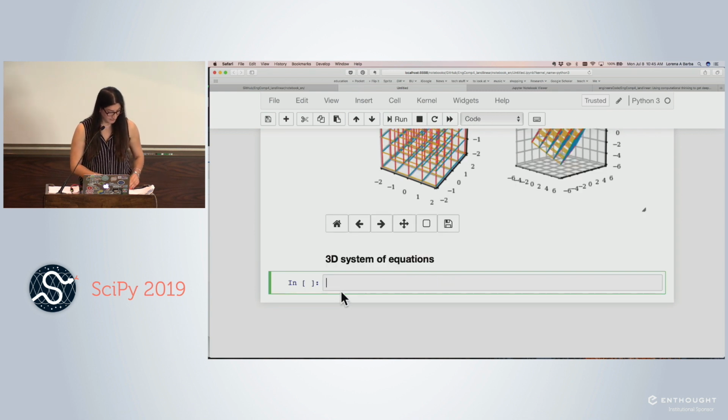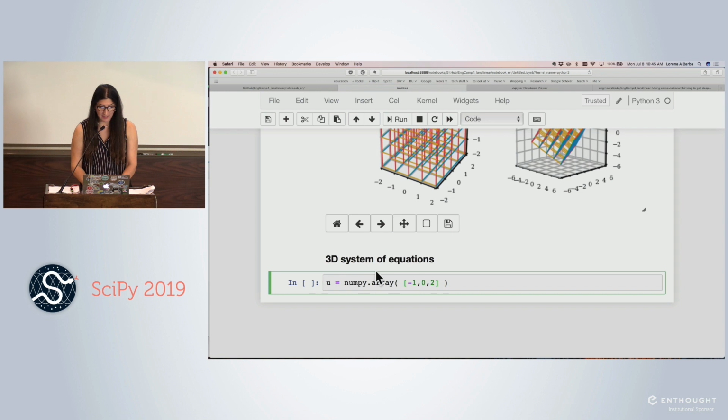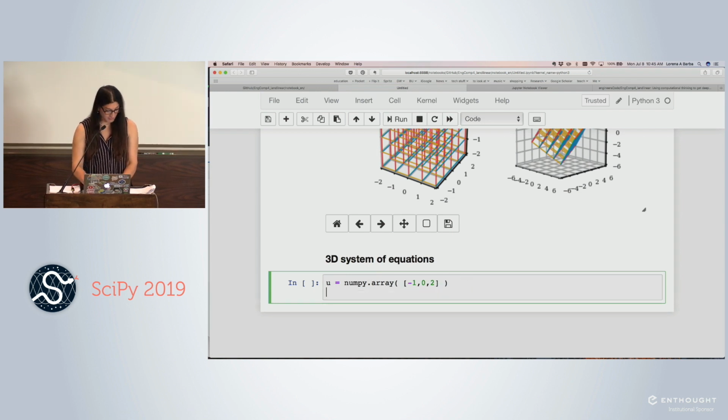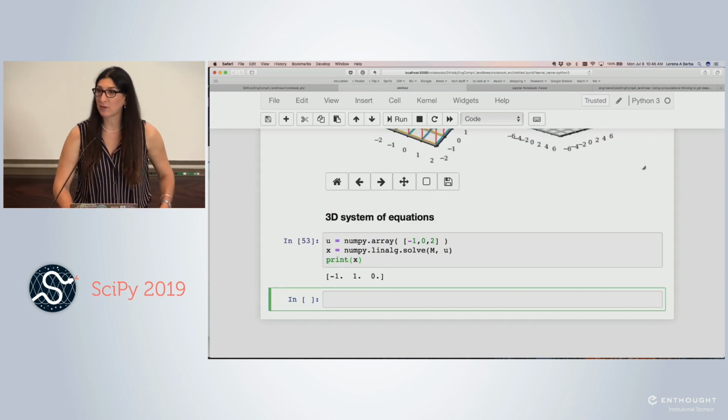We already defined the matrix M, and we're going to define now the matrix of the right-hand side, that is numpy.array, and we need 3 components. These components were -1, 0, 2. -1, 0, 2 is the vector that we're giving you here for the example. That is the right-hand side vector, and we find the vector that lands there after the transformation by solving numpy.linalg.solve with matrix M and right-hand side U. Now we can print X, and out comes the solution.